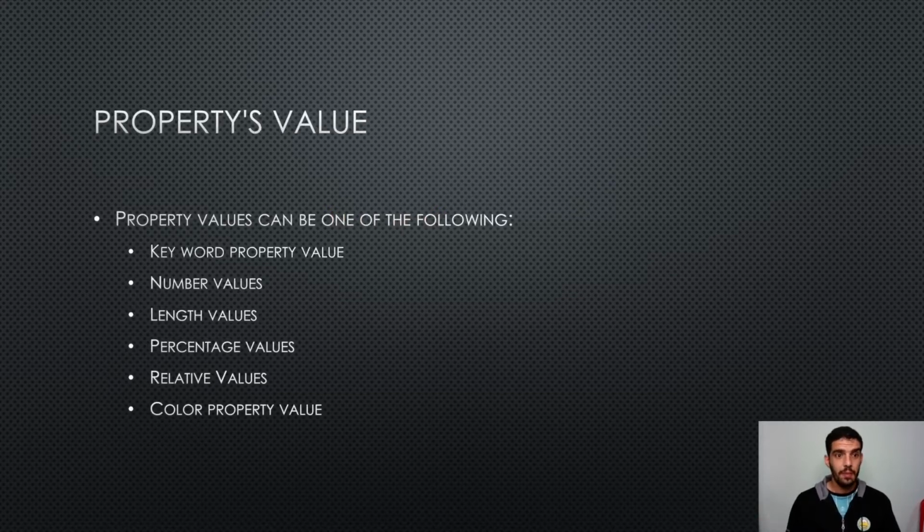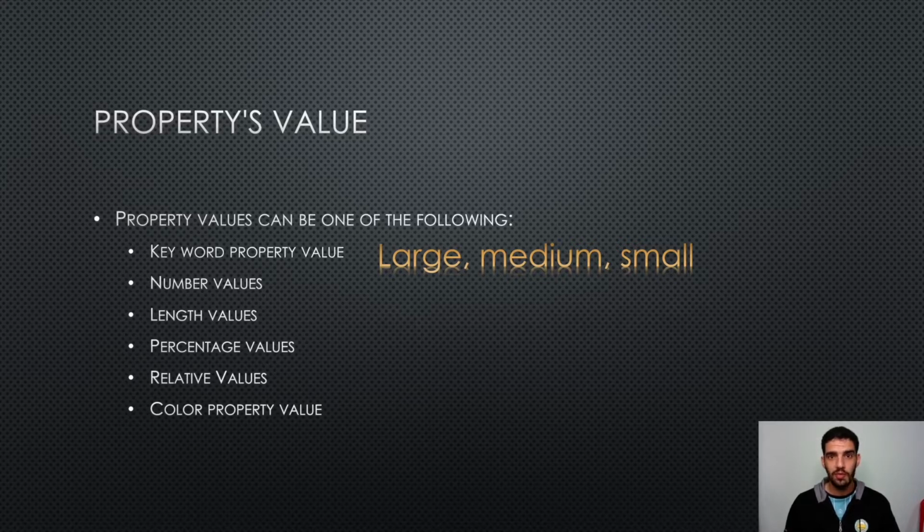On the other hand, property values can be one of the following types. It could be a keyword such as large, medium, small. So we use a specific keyword. Or it could be a number like 1, 2, 0.5, just a decimal number. It could also be a length value such as px for pixel, in for inch, cm for centimeter, and so on and so forth. A percentage value, of course, we will use a number followed by a percentage symbol.